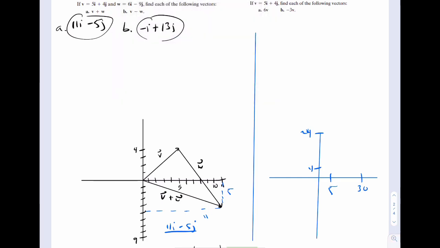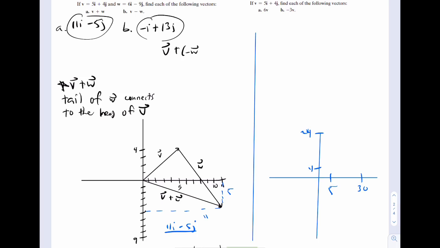So in a nutshell, your summary is going to be right here. The vector v plus w is the tail of w connects to the head of v. And for b, you're probably wondering, well, how does that connect? You think of this like vector v plus the negation of vector w. So essentially, you flip w, and then you connect the flipped version of w to vector v.